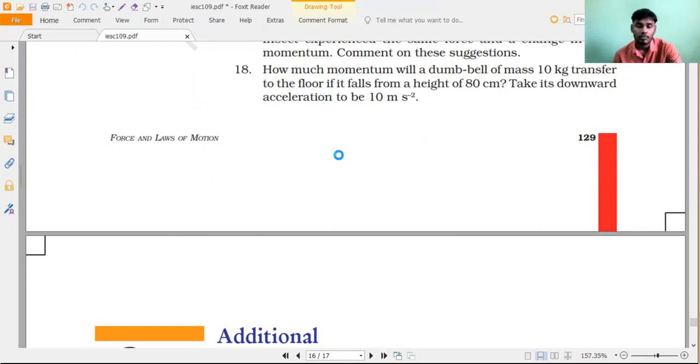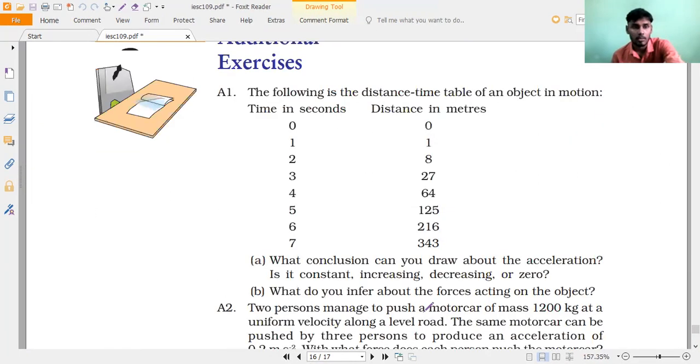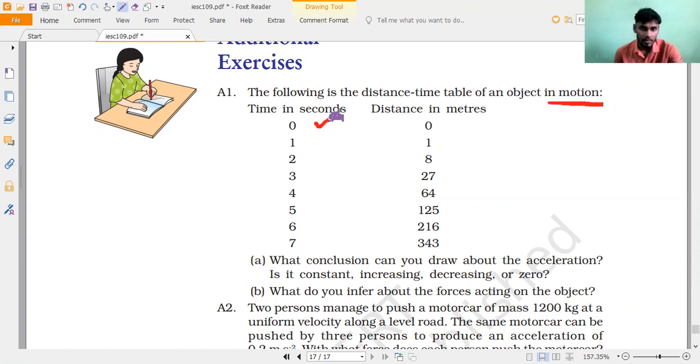The following is the distance-time table of an object in motion. Here you can observe the distance-time table. So they are giving the distance-time table of an object in motion. This is time and this is distance in meters. Now, what conclusion can you draw about the acceleration? Is it constant acceleration, increasing acceleration, decreasing acceleration, or zero?